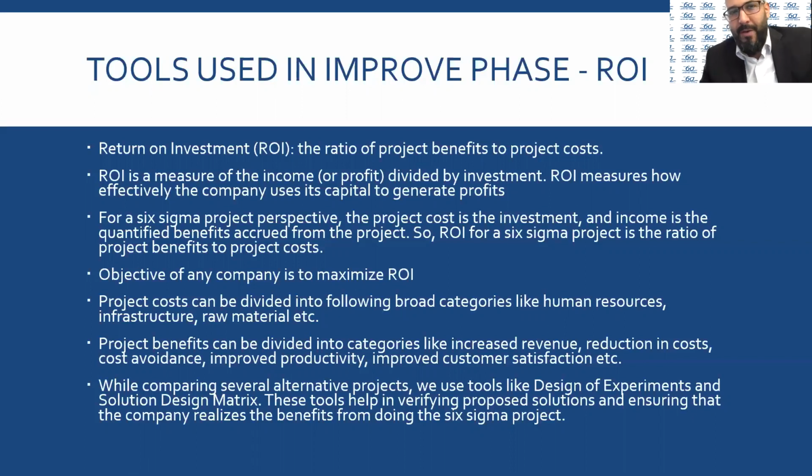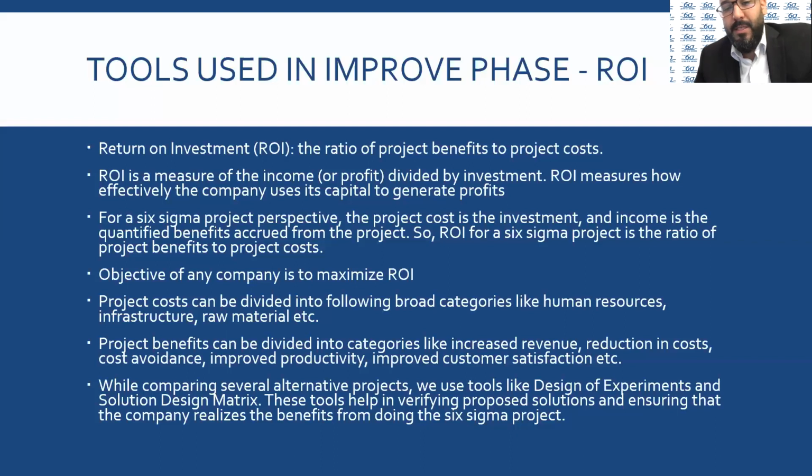So again, if you have different projects and you selected return on investment as a technique to pick a project, you will say, okay, I will pick this project because it has the maximum return on investment. Project cost can be divided into different categories, such as human resources, infrastructure, raw material, etc. However, the benefits can also be divided into different categories, such as increased revenue, reduction in cost, cost avoidance, improvement in productivity, improvement in customer satisfaction, etc.